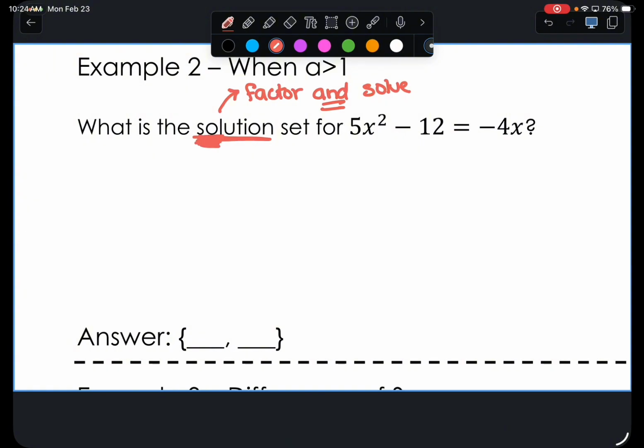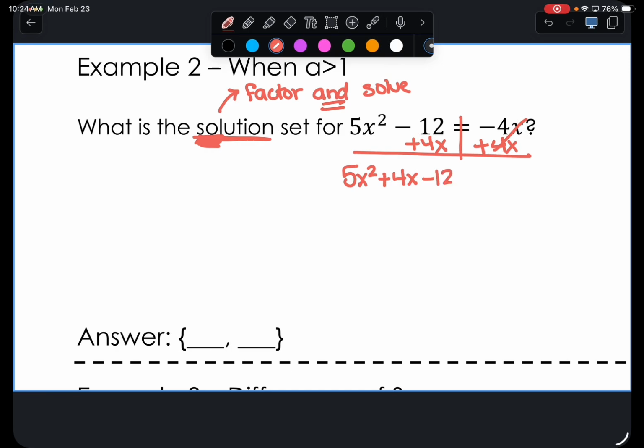Now, first thing you need to make sure is that all of your terms are on the same side. Are all my terms on the same side? No. That means I need to bring what? Negative 4x back over by doing what? Adding it. So you get 5x squared plus 4x minus 12.